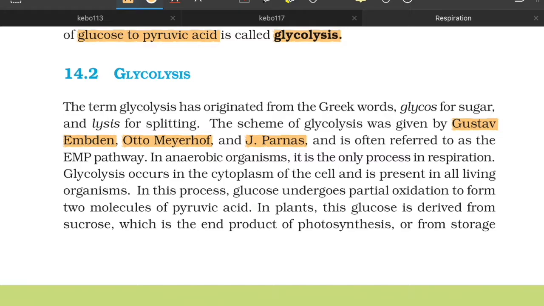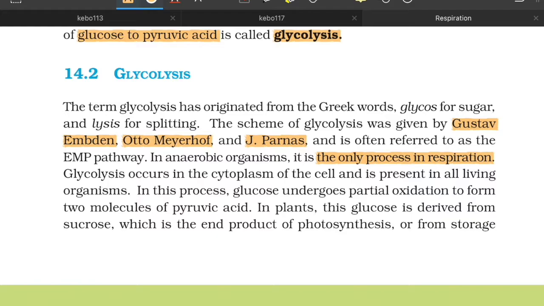They also call it the EMP pathway. E for Embden, M for Meyerhof, and P for Parnas, and it is often referred to as the EMP pathway. In anaerobic organisms, it is the only process in respiration. Glycolysis occurs in the cytoplasm of the cell and is present in all living organisms.